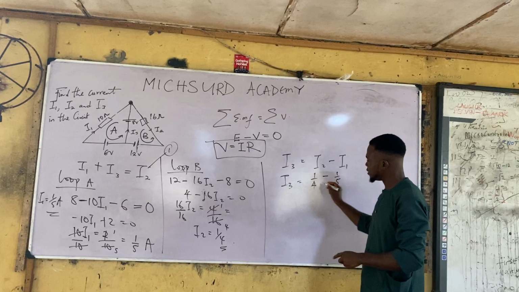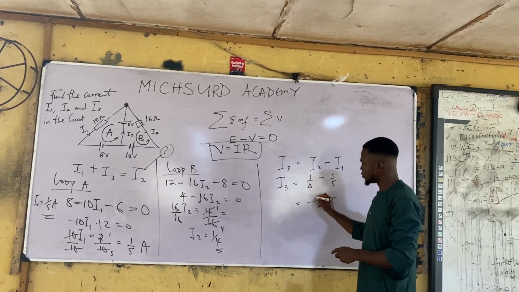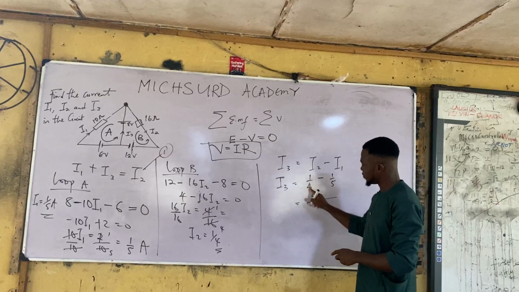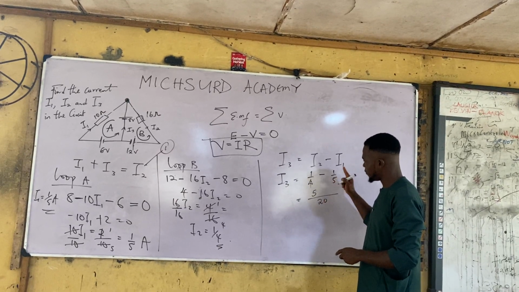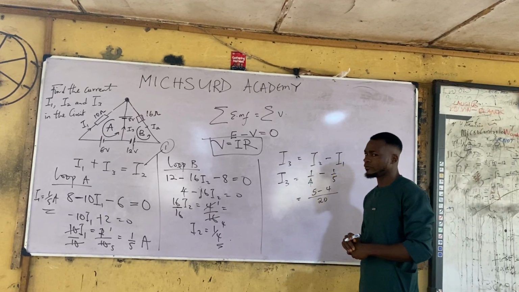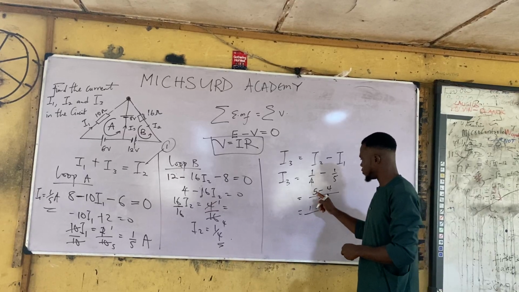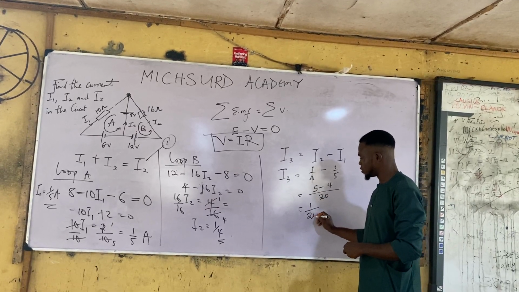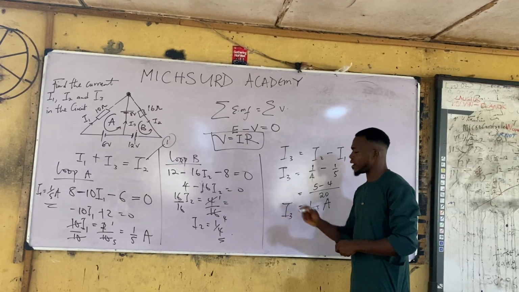So we subtract this, we look for the LCM. LCM is 20. You go through, you have 5. When you divide and multiply, use 20 to divide with 5, you have 4. Multiply with 1, you have minus 4. Now we can do this. This will give us minus, this will be 1 all over 20 ampere. So that gives us our I3.